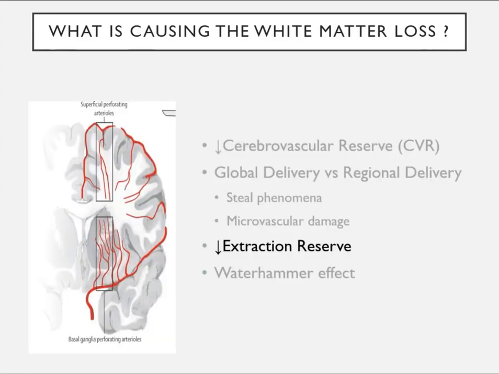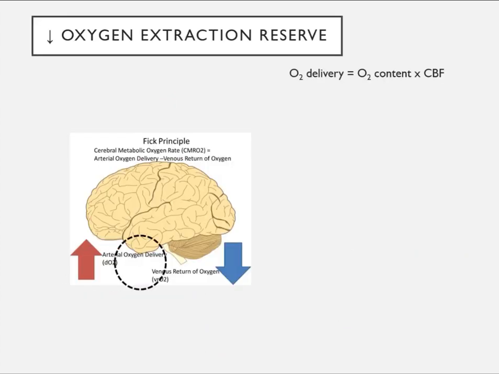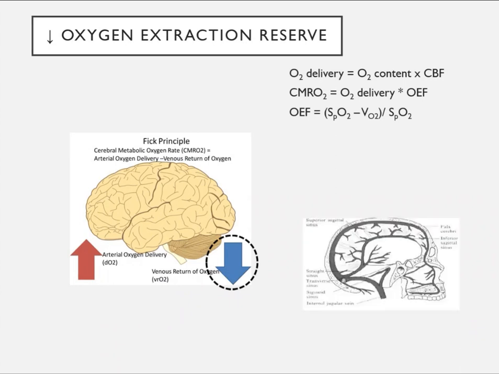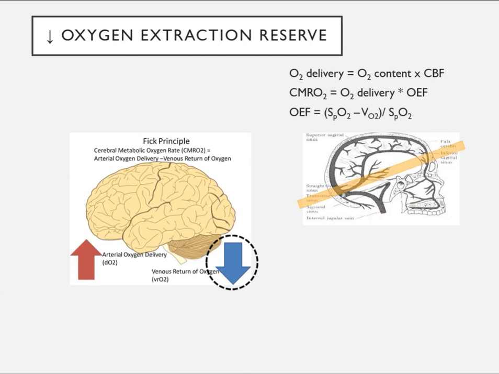What about this concept of extraction reserve? This is focusing on the downstream side of things. What's the color of the blood coming back from the brain? Same oxygen delivery principles. We now need to know the saturation, and we use the sagittal sinus as a surrogate for whole brain measurement. We have used the TRUST measurement, but this can also be done with susceptibility-based imaging.